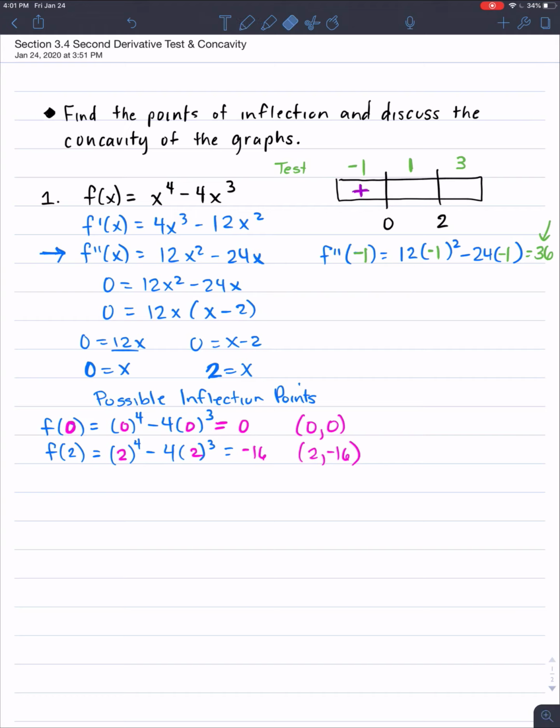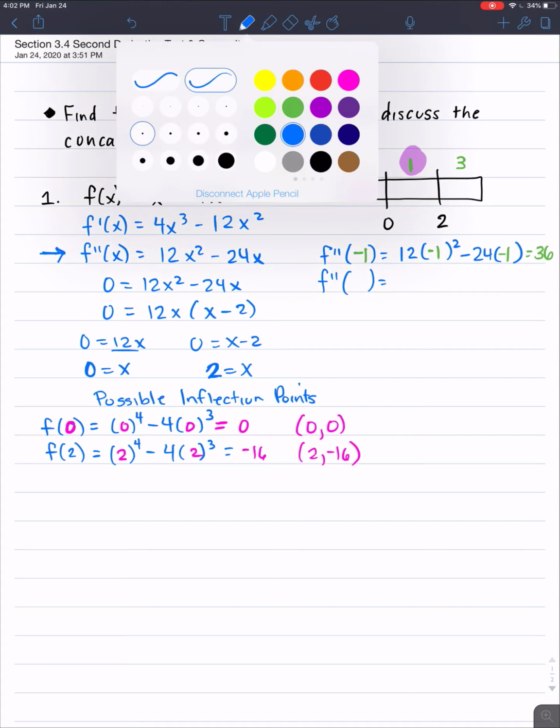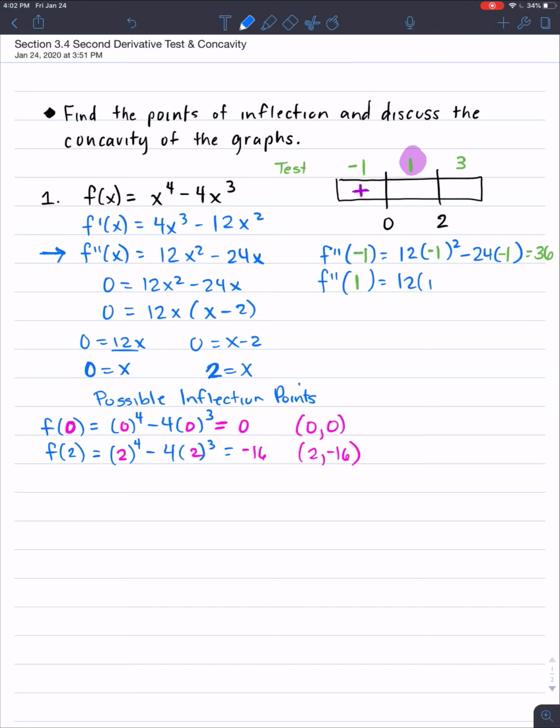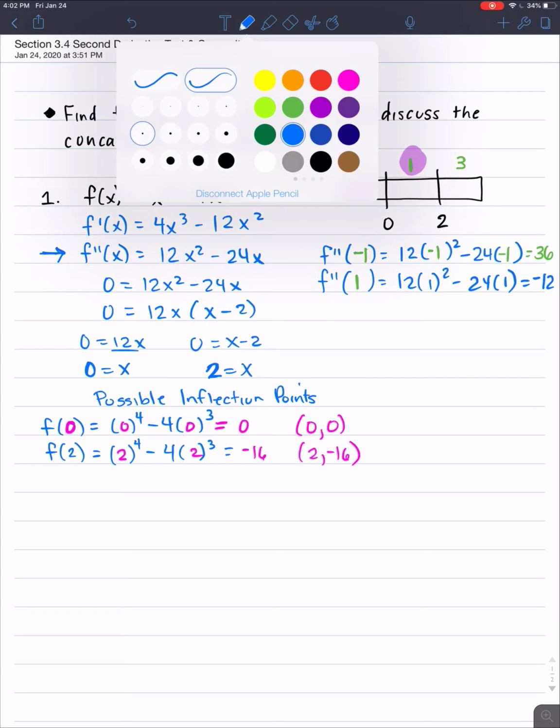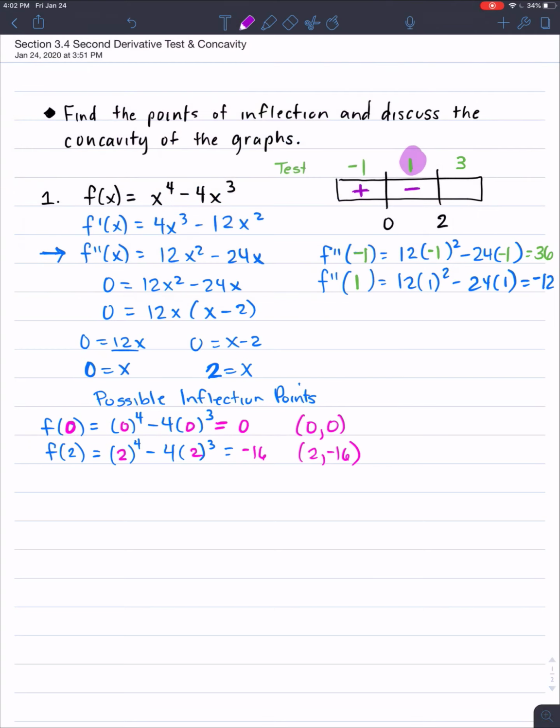So I come here, look at that, and then I move to my next test interval. I'm going to take the second derivative and test it at my second one, which is here. So I'm going to test it when x is 1. Then I'll have 12 times 1 squared minus 24 times 1. When you plug that in, you're going to get negative 12. All you care about is, is this number positive or negative? In this case, it's negative. So I'm going to put negative here. And then I'm going to move to test my last one.